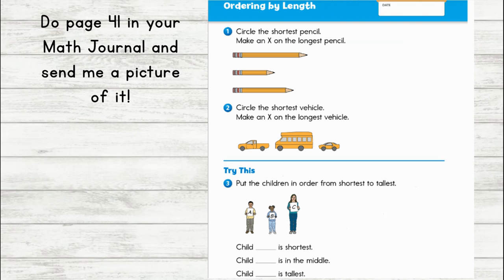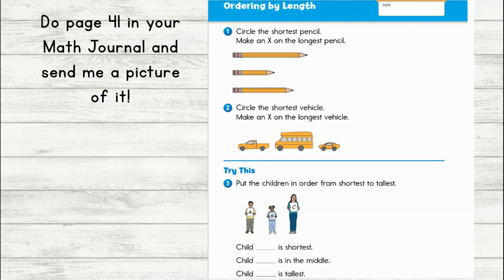Okay, this is page 41 in your math journal. You're going to do this page by yourself and send a picture. So I want you to look at the directions for number 1. And you're just going to follow the directions. You may have to have an adult read you the directions later as you're doing it. Number 1 says circle the shortest pencil and make an X on the longest pencil. Number 2 says circle the shortest vehicle, make an X on the longest vehicle.